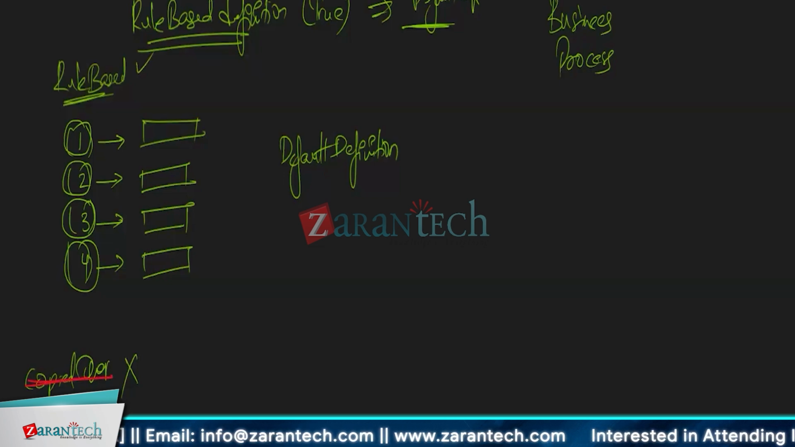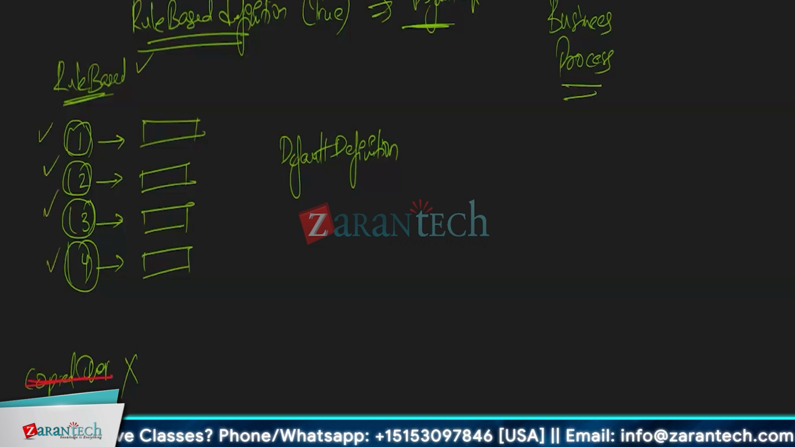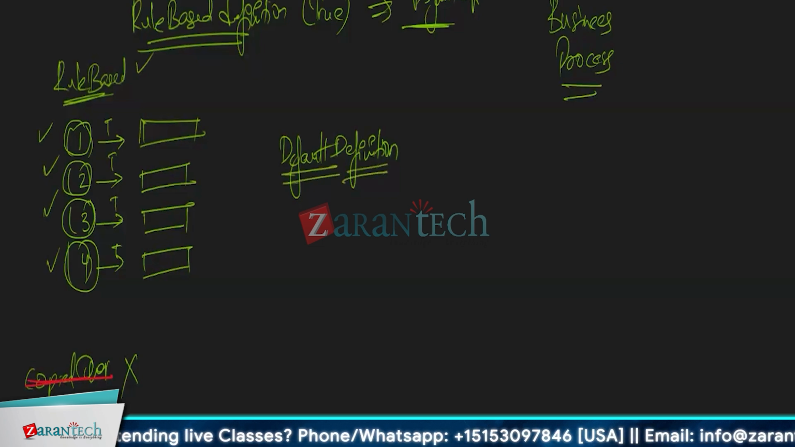Workday is going to first check when you initiate the business process, which one of these rules is true? If this is true, then this business process will trigger. If this is true, then this will trigger. If none of them are true, then the default definition will trigger.